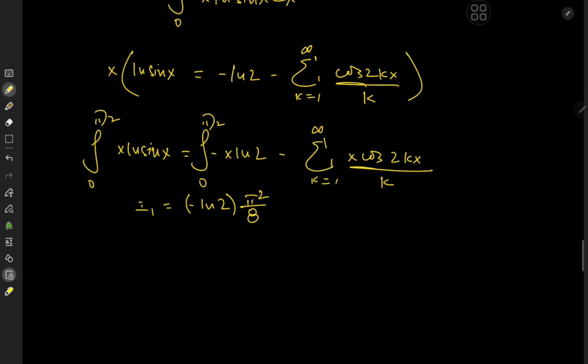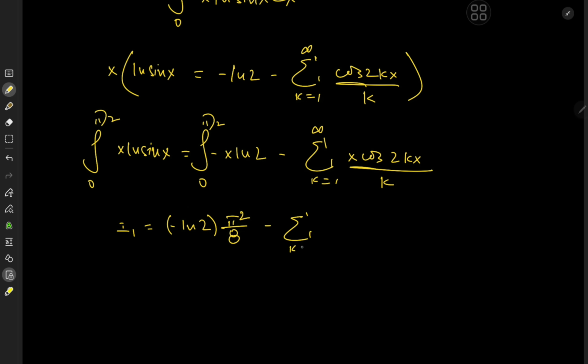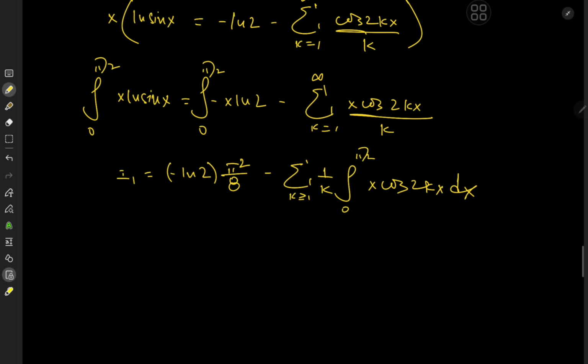Okay, cool. And for the other term on the right-hand side, I'll switch up the order of the summation and integration operators to get the sum over k of the integrals from 0 to pi over 2, and I'm going to take the k terms outside, that is the 1 over k, because it's independent of the x variable. So we have x times cosine 2kx dx. And all we need now is some integration by parts.